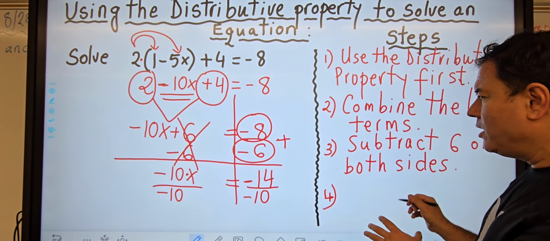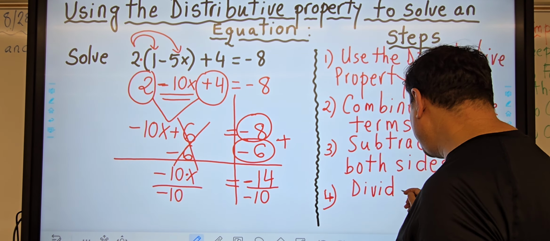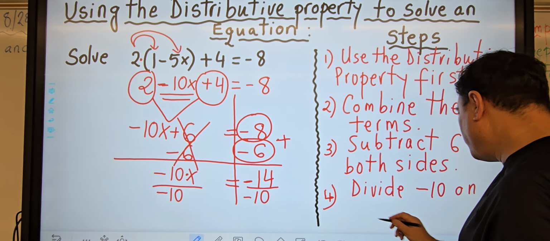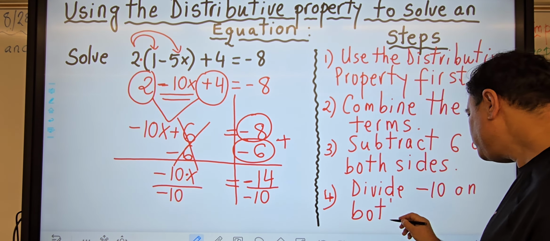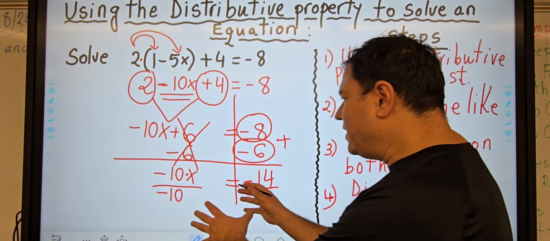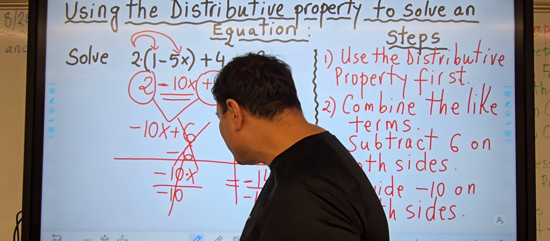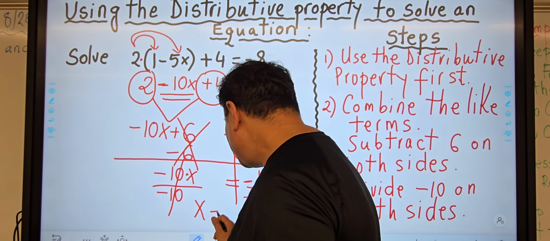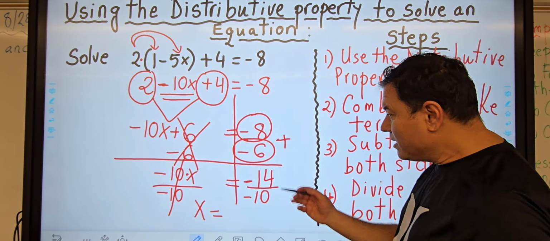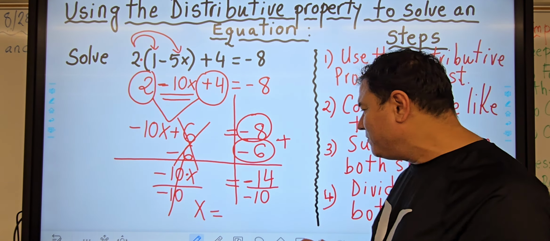Okay, so step number 4 would be to divide negative 10 on both sides. So we are going to divide negative 10 on both sides, and again negative 10 divided by negative 10 becomes a 1x, or just x, equals, and here we have negative 14 divided by negative 10. Negative divided by a negative becomes a positive, so we are going to end up with a positive answer.